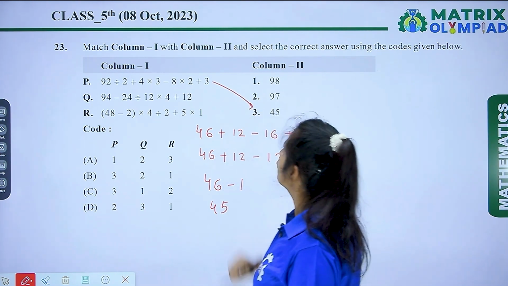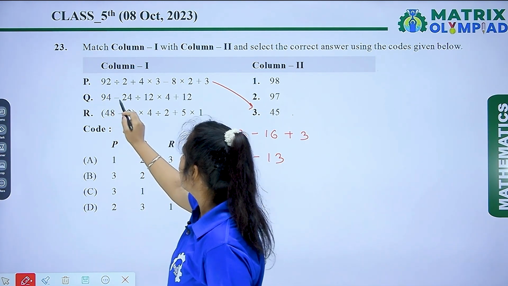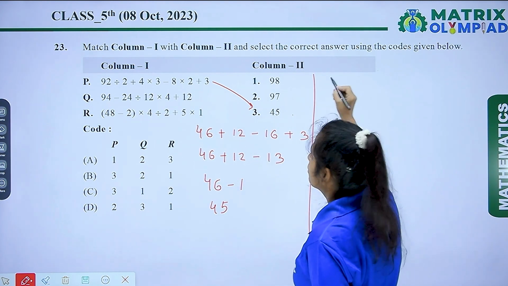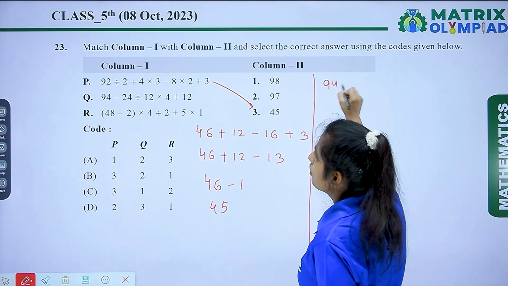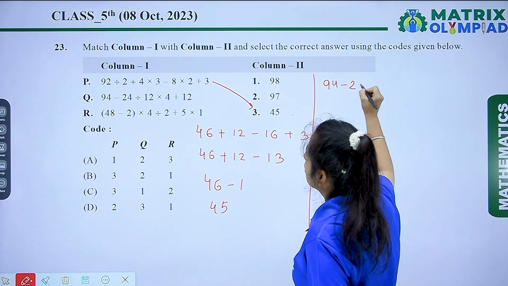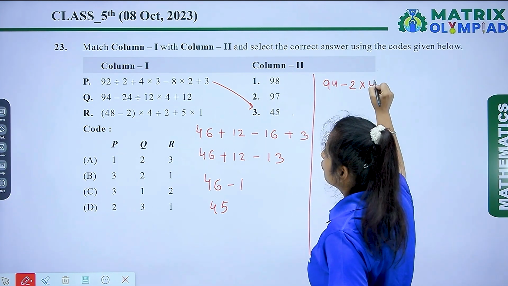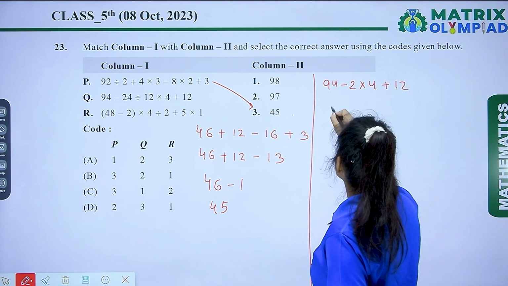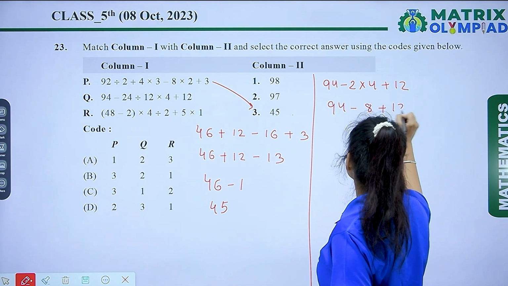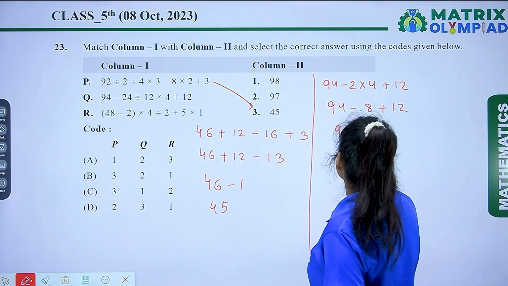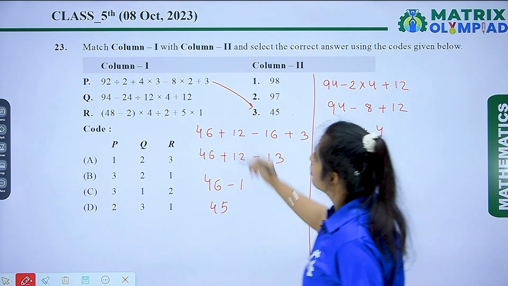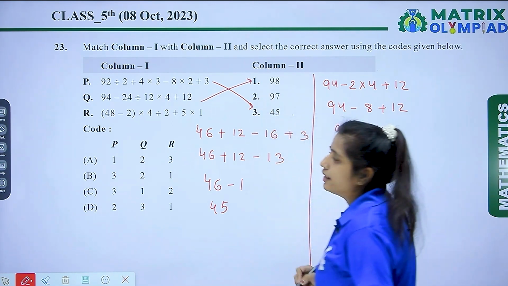So the answer of P is 94 minus 24 divided by 12. So here let's solve. 94 minus, first we will divide. 24 divided by 12 is 2. Then we will multiply it by 4 plus 12. So here 94 minus 8 plus 12 will give us 94 plus 4, that is 98. So the second one is 98.